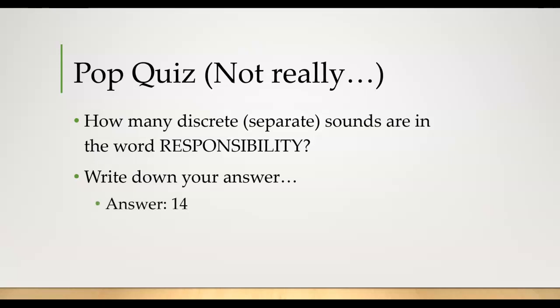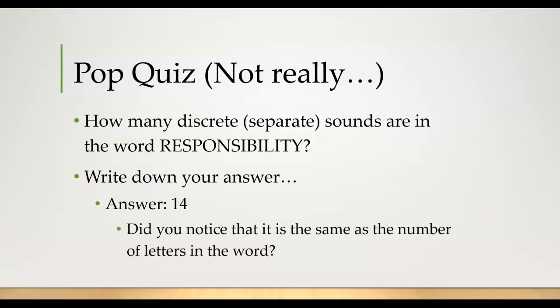All right, the answer is 14. And the way that you can figure this out is by doing phoneme segmentation. R, E, S, P, O, N, S, I, B, I, L, I, T, E. Responsibility. Fun stuff, right? If you look at the word and you look at the correct answer, you're going to notice that it's basically the same number of letters in the word. You're about to find out, if you didn't already know, that this is rarely the case in English. English is an evil language.